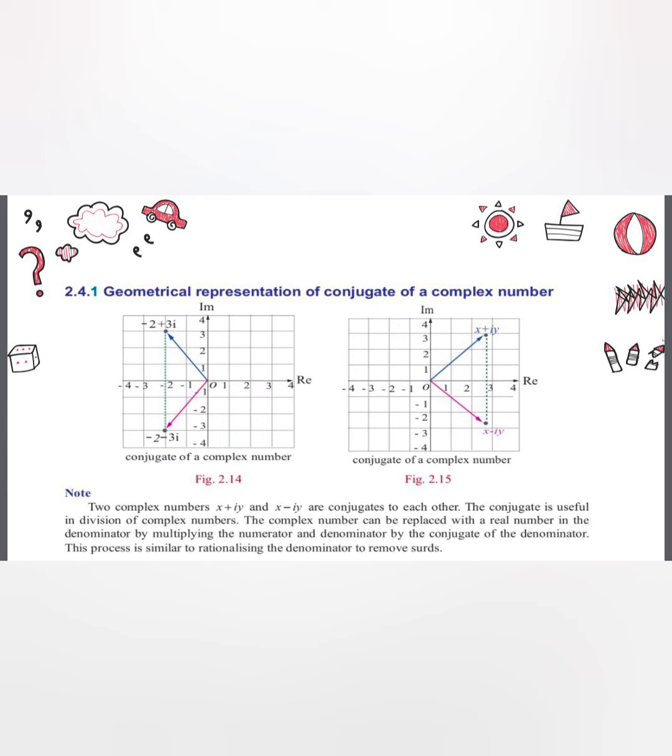The complex number in the denominator can be replaced with a real number by multiplying the numerator and denominator by the conjugate of the denominator. This is nothing but the rationalizing the denominator concept. You all remember, no? This process is similar to rationalizing the denominator to remove surds. The same will be applied here.